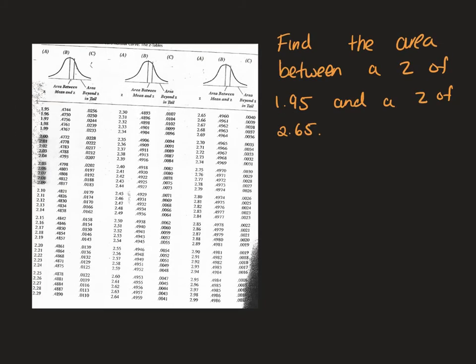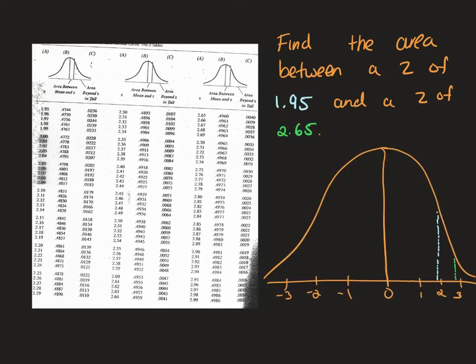This time, pause to find the area between a z of 1.95 and a z of 2.65, using sketch, shade, then solve. This one's a little more complicated, but let's start with our sketch and shade. I've sketched and drawn in two lines this time, one corresponding to a z of 1.95 and another corresponding to a z of 2.65. I'm looking for the area between them, so that's exactly what I'm going to shade. I'm looking for the area above a 1.95 up to a 2.65.